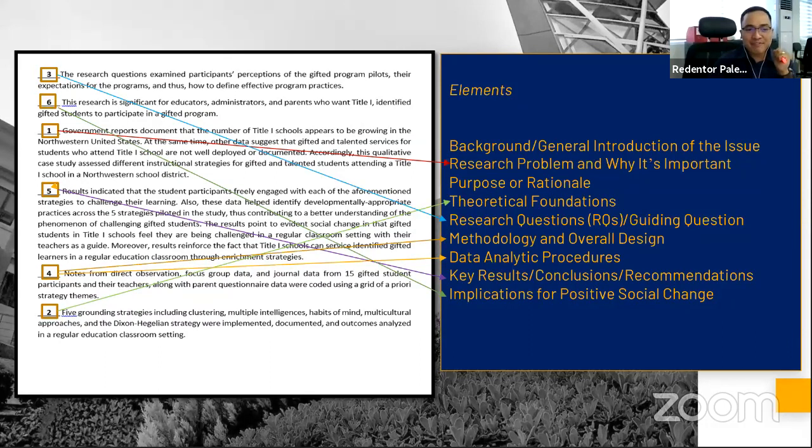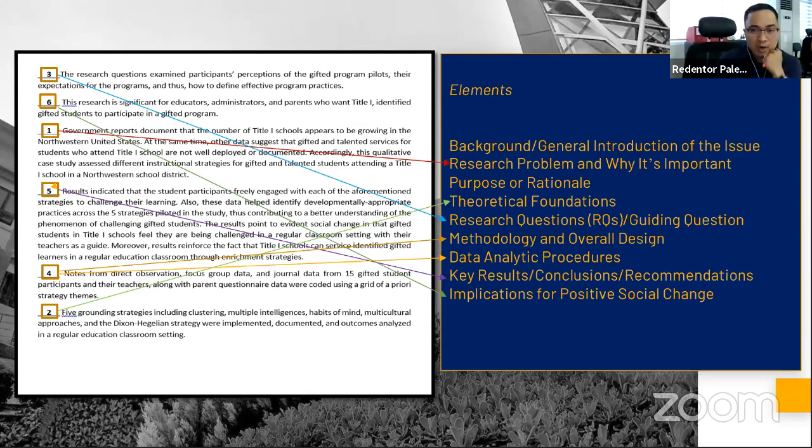So we have it here, the answer. Number 5, the key results, conclusions, and recommendation. As mentioned before, you may write it in 2 to 3 sentences because you have to explain it really very well. And then we have 4, a combination of methodology and overall design and the data analytic procedures. The coding is explained there. And then we have the implication as number 6. This research is significant for educators, administrators, and parents who want to identify gifted students to participate in a gifted classroom or in a gifted program. So that is what an abstract would look like in a case study following the movements.